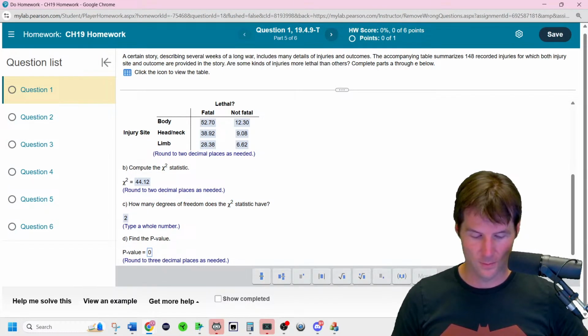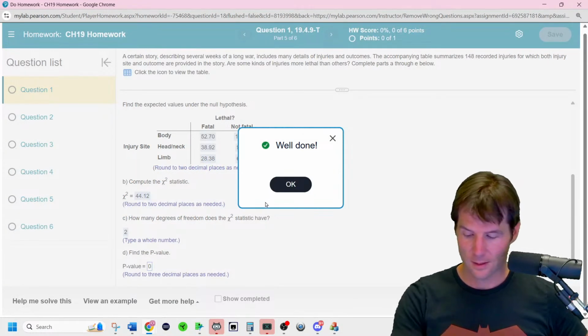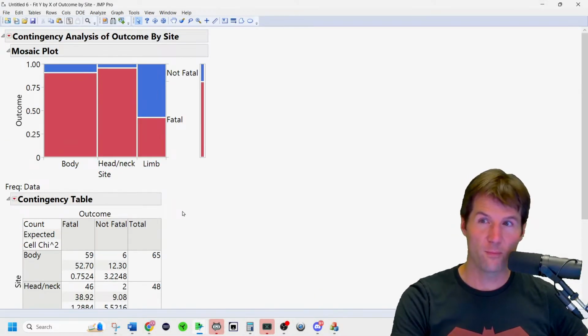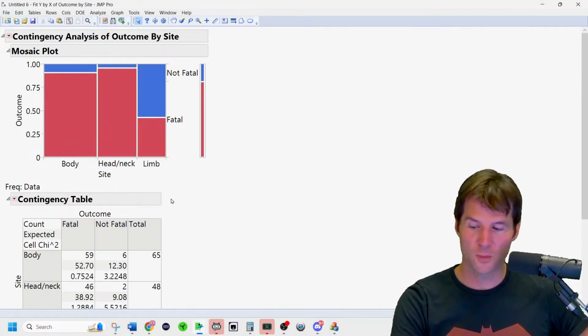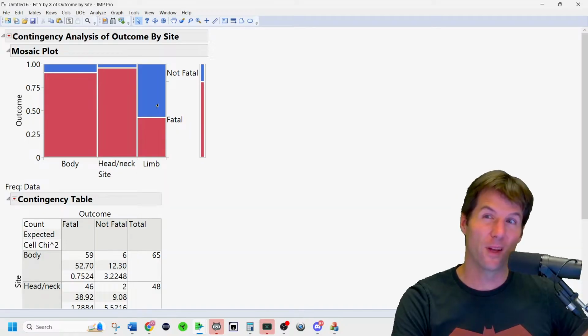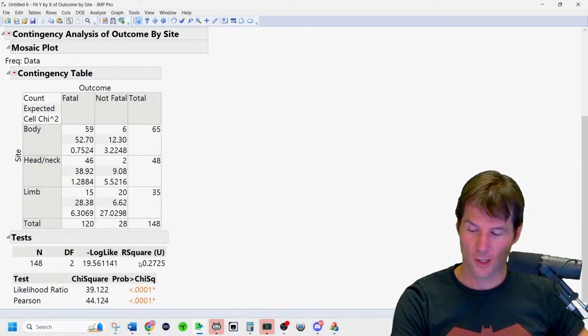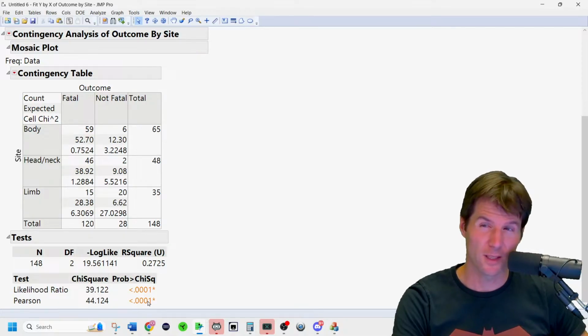I'm going to guess 0. Yeah. You know why? I'll tell you why. The differences we see here, just even thinking about it, are not possible by random chance. Like, wow, all those people lived who got hit in the limb. Maybe they just got lucky. No. These differences are so large, they're virtually impossible. And there's the p-value right there, basically 0.